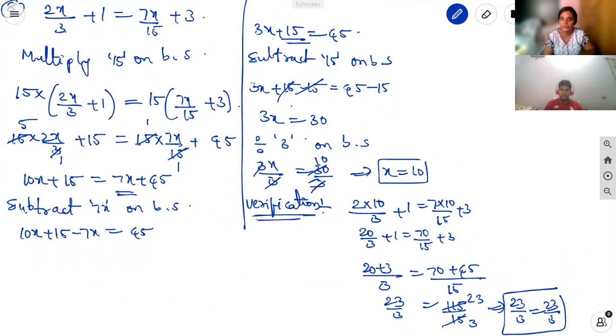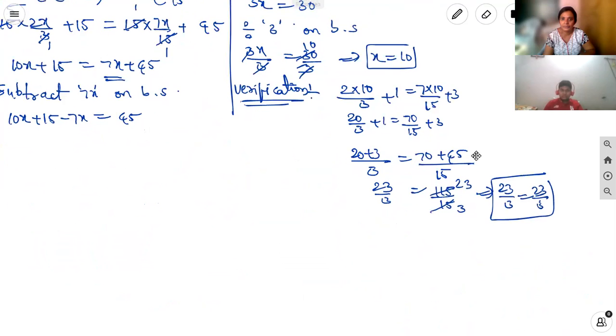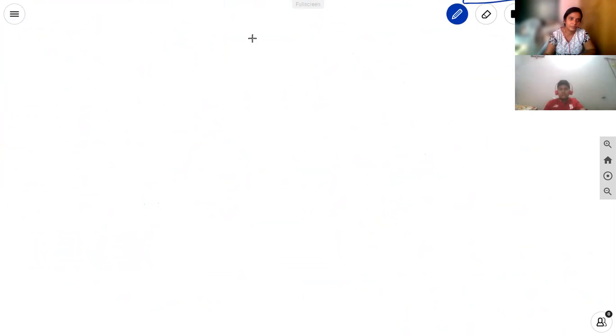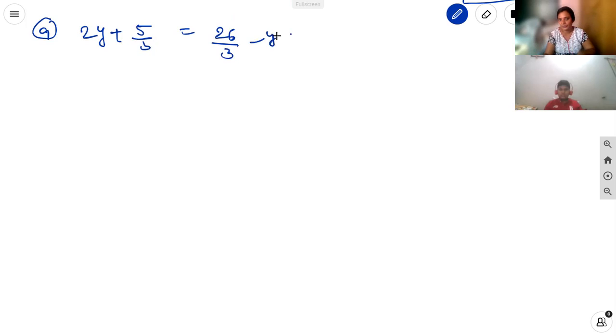Next problem, 9th: (2y + 5)/3 = 26/3 - y. In this also, the terms are fractions and the denominator value is 3. So first of all we multiply with 3.